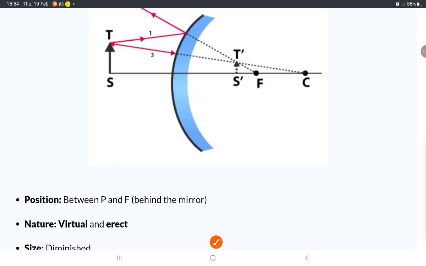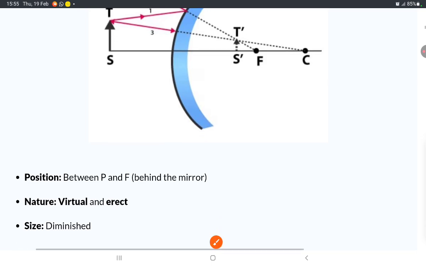here. So the characteristics are: position is between P and F, right? Position is between P and F, behind the mirror, right? Behind the mirror, and nature virtual and erect, and size also diminished. Clear? Size also diminished, very small size, not a point size but small size. In the previous condition, if we keep the object at infinity, the image is point size at F. And there are two conditions only for the convex mirror. One is the object placed at infinity distance, another one is the object placed between infinity and pole. Clear? We'll go for the next question.